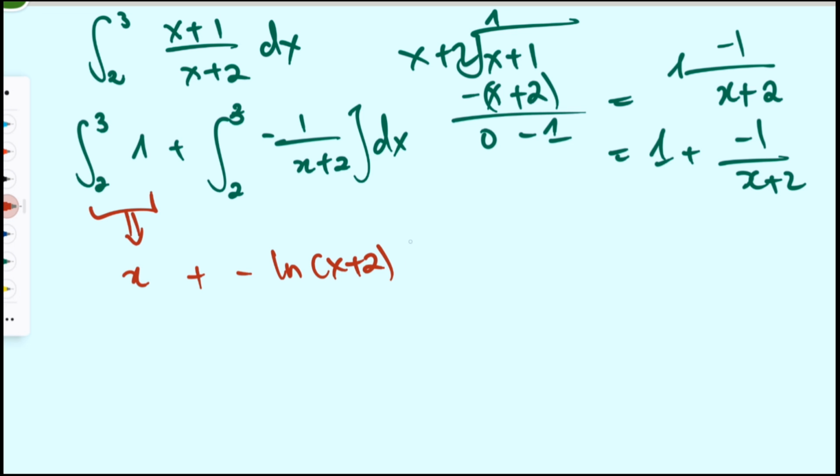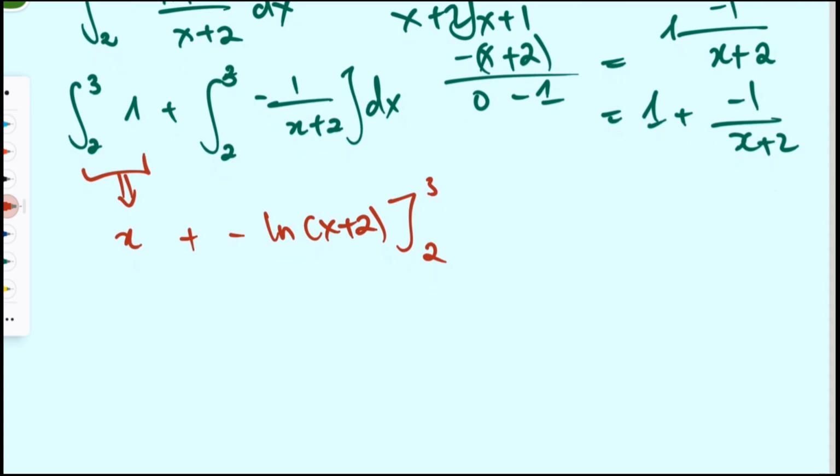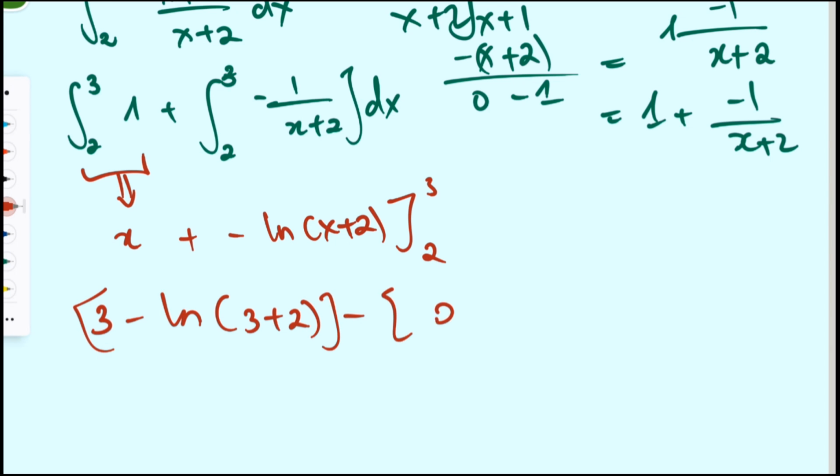So then it goes from 2 to 3. We replace the boundaries. So we start with 3 minus ln of 3 plus 2, minus 2 minus ln of 2 plus 2, which gives 3 minus ln of 5.